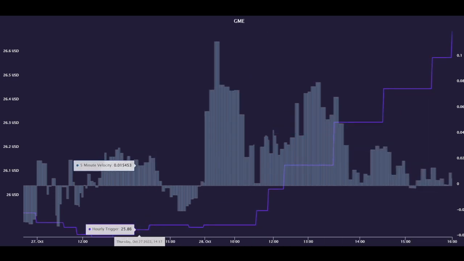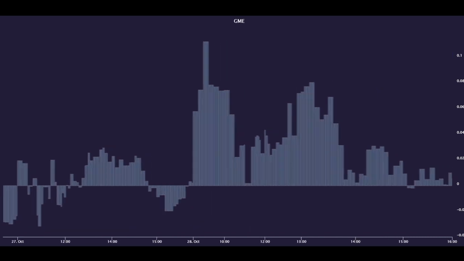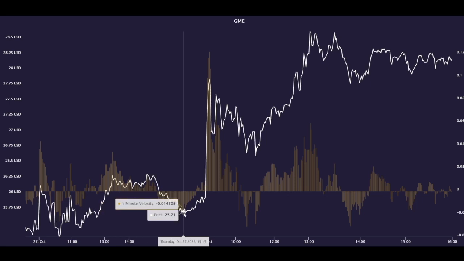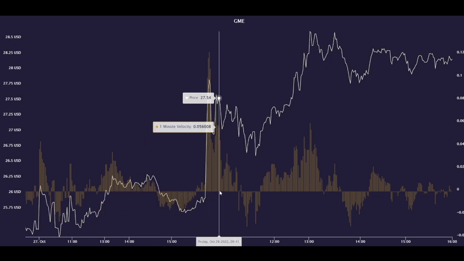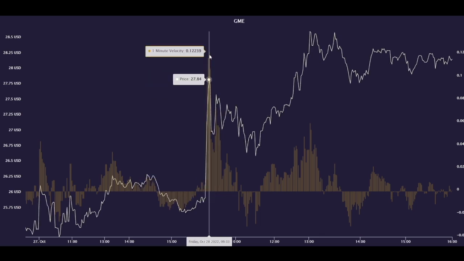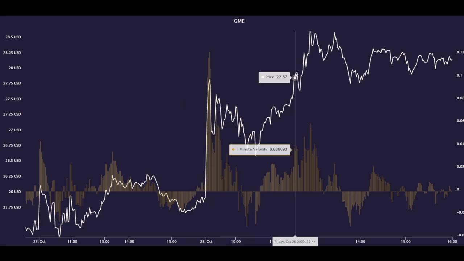Okay, now let's go over a couple of ways that we could have got out of our position. So first of all, for weeklies. Okay, so you don't even need the triggers for this. If you're holding weeklies, you want to get out as soon as you see 3 bearish divergences. So here is your most extreme print to the upside. 1-minute velocity is 0.12, and here's your price high of 27.84.